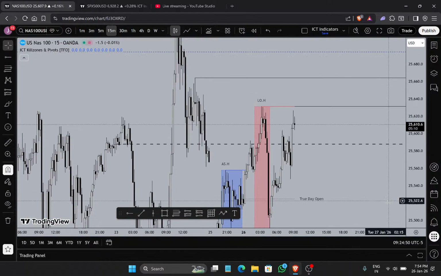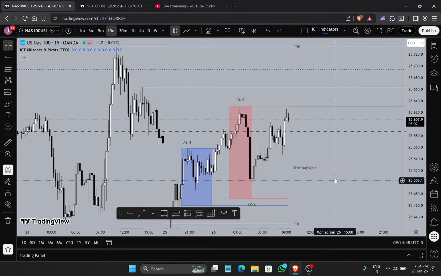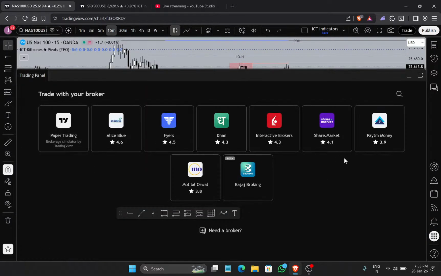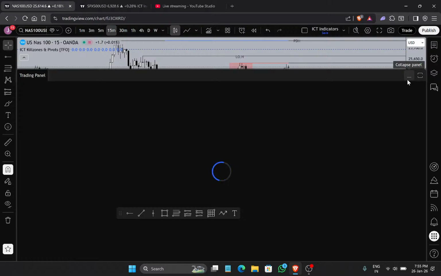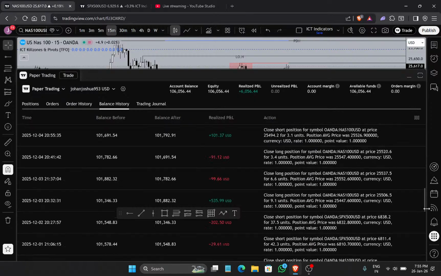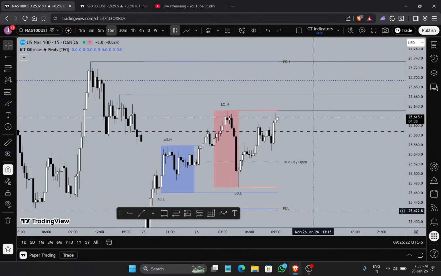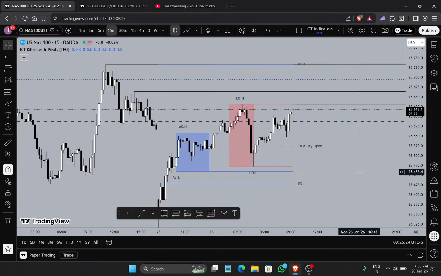And I'm not trading on my real account today. I'm planning to trade on my demo account till February 1st. Look at this, we are up 6K on our paper trading. This is from, I think, November 14th, almost 5 lakh in profit.